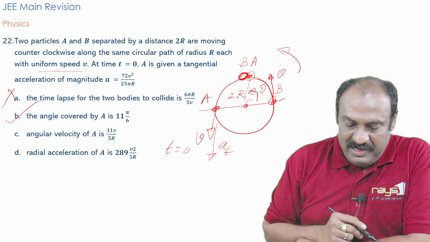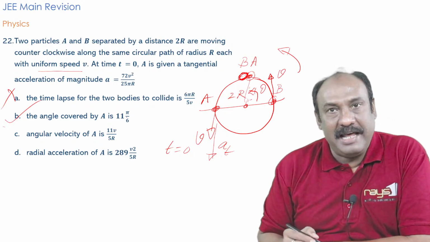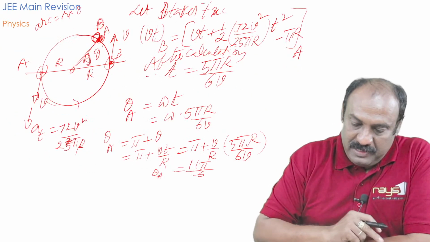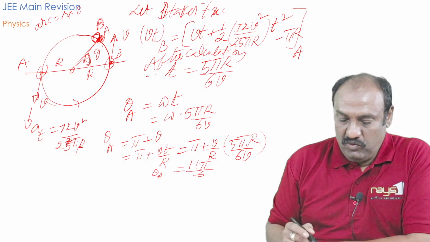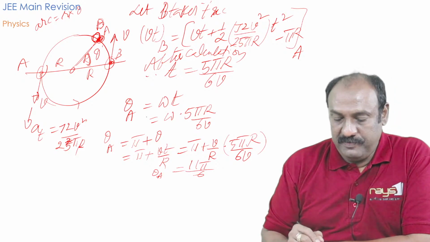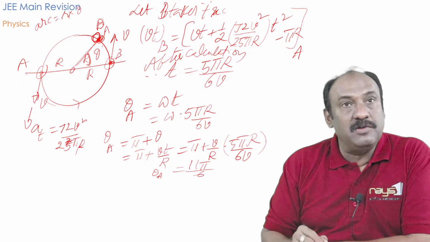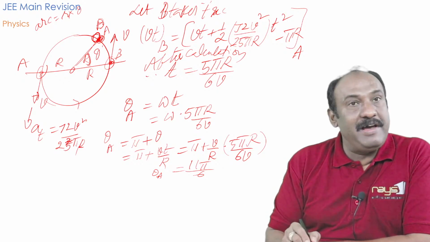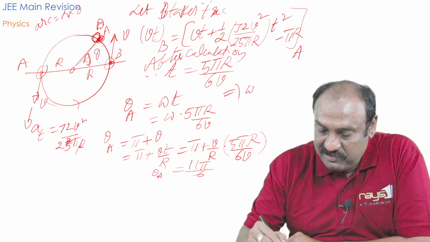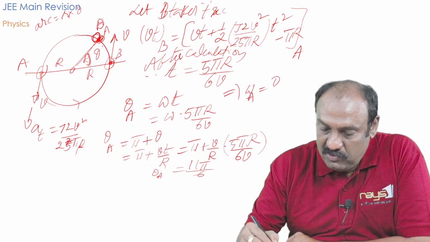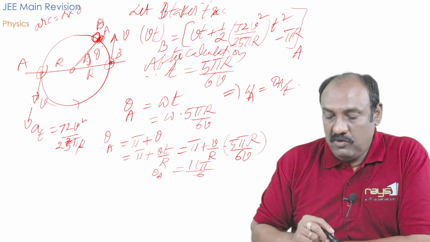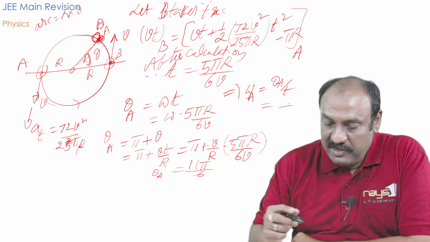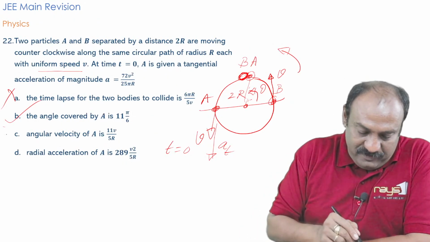In a similar way, whenever you know theta and time, you can calculate angular velocity. What is the angular velocity here? Angular velocity of A is omega, and omega equal to theta by t. You know the theta value, 11 pi by 6, and you know the t value. So the angular velocity of A is theta A by t. You substitute the theta A value and t value in this equation, then you get the angular velocity. That is also not matched with this one.